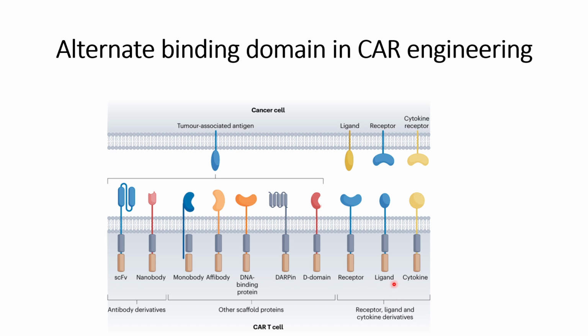In the case of cytokine derivatives, instead of a variable fragment or tumor associated antigen binding domain being expressed on the cellular domain, a cytokine binding domain is expressed there. For example, interleukin 12. So when it interacts with the tumor cells, it triggers interleukin 12 formation, and that might have an anti-tumor effect against the cancer.